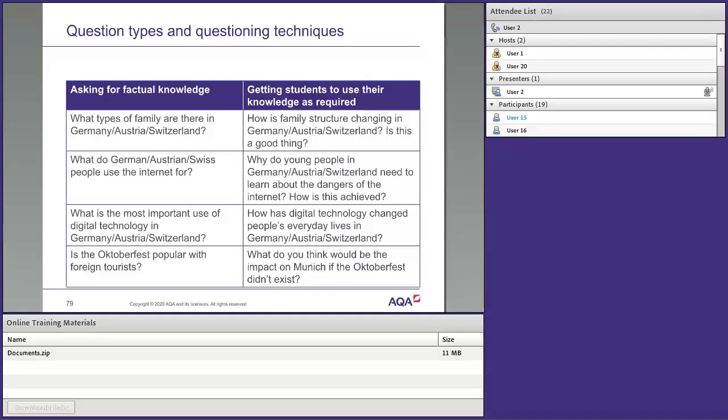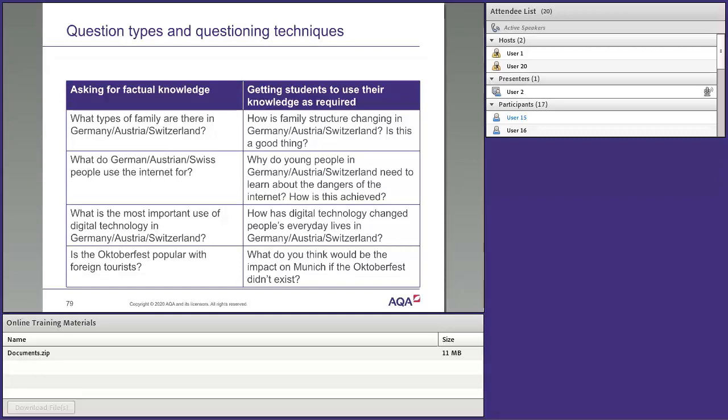So on the next few slides, we've just got some question types and better, if you like, questioning techniques. On the left, you've got some examples of asking for factual knowledge. You can see three of the four are "what" questions, and then we've got a yes/no answer. So, what types of families are there in Germany, Austria, Switzerland?